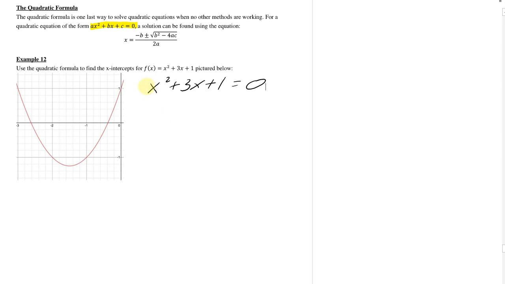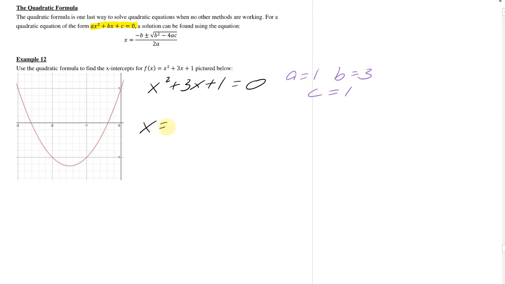So first things first, compare this to this. What's in the a spot? My a would be 1, right? This would just be an invisible 1x squared. What's in the b spot? My b would be 3, and in the c spot, that would be 1. Okay, so now what I want to do is plug these in order in this formula. So I would recommend that you pause the video and just try to plug these in and then hit play when you want to double check how you plugged everything in.